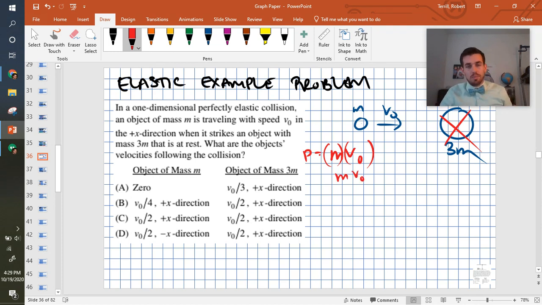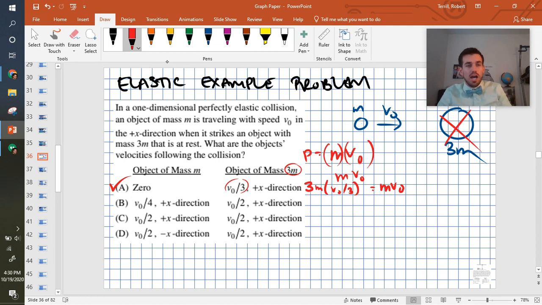So let's look at our options and eliminate things that aren't actually a total momentum of m v naught. This one right here, the mass m is 0 and object 3m. Okay, well, its mass is 3m. The velocity is 3v naught. So the total momentum here would be 3m times v naught over 3, which equals m v naught. So this one gets a pass. It did conserve momentum. Looks good.